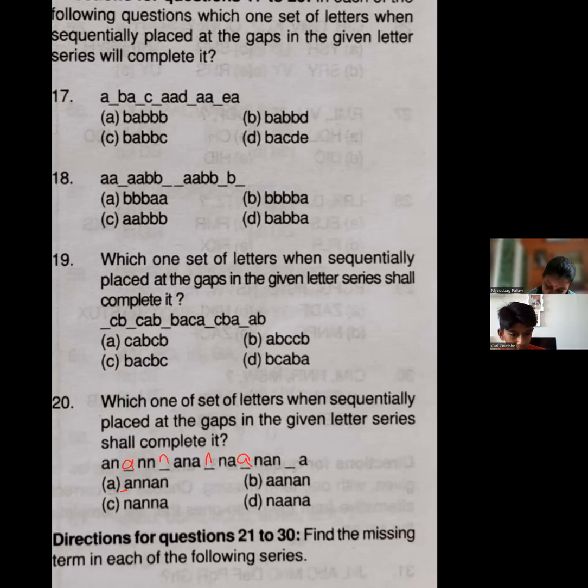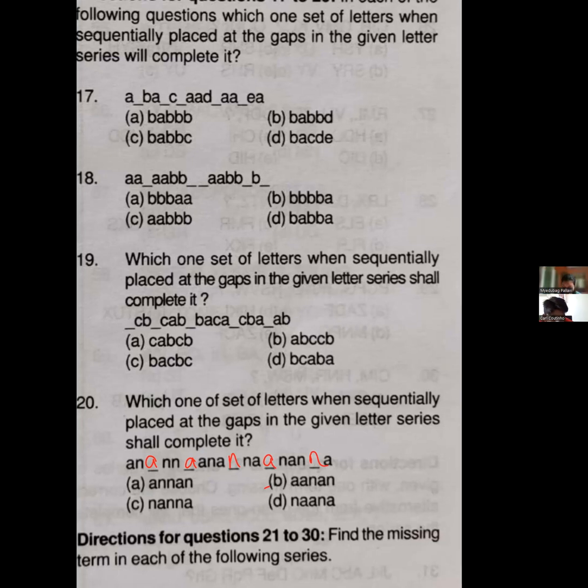A N N... So it is ANAN, then NNAN, ANNA, ANAN. Do you think it is repeating? No, it's not repeating. Let's see the B option. AANAN. Let's see in this, ANAN and ANA.